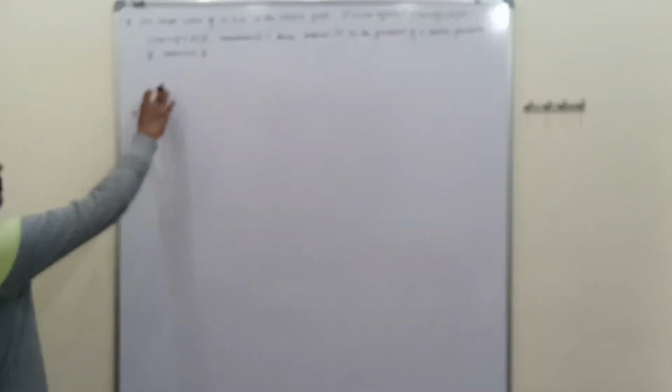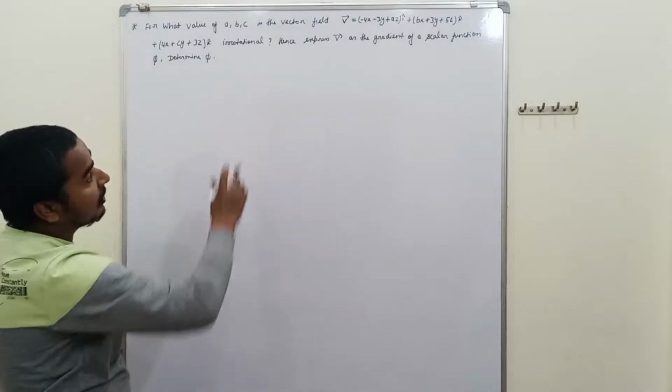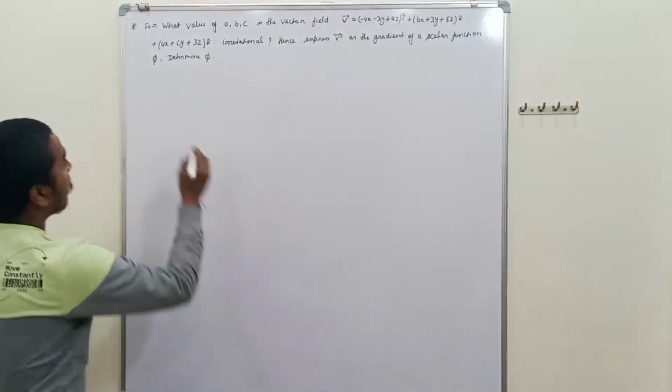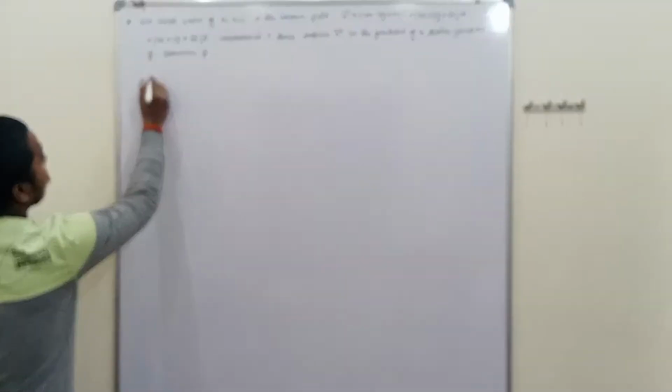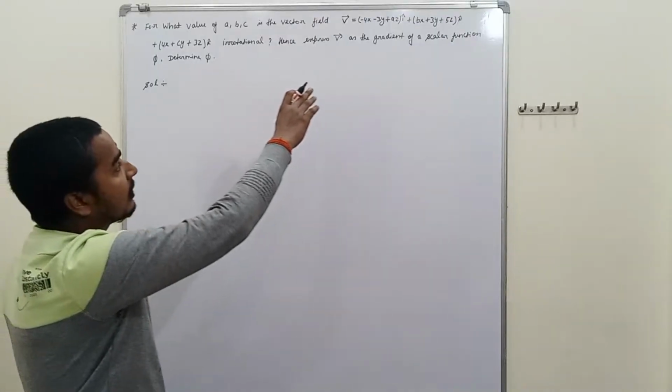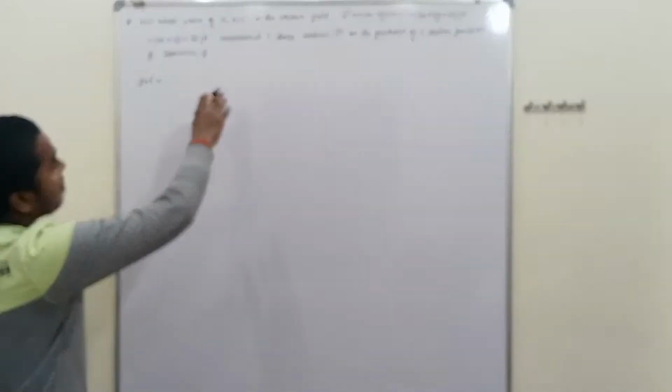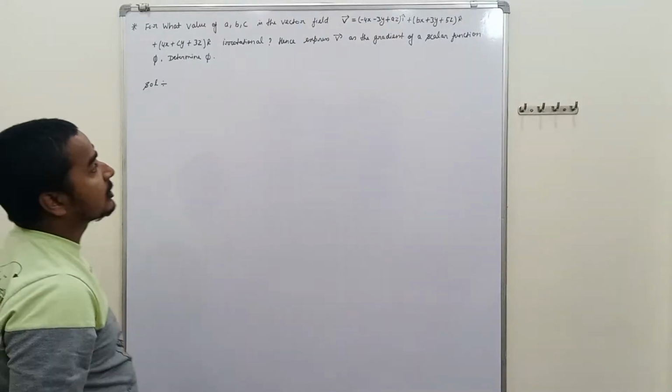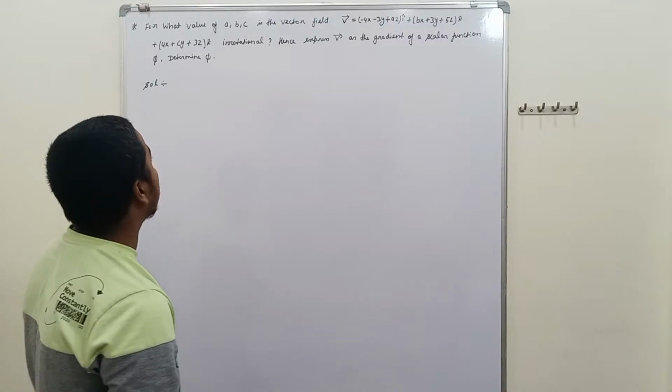UPSC asks in 2024 a 10 marks question. Let's solve the problem. For what value of a, b, c is the vector field V irrotational, and express V as the gradient of a scalar function.